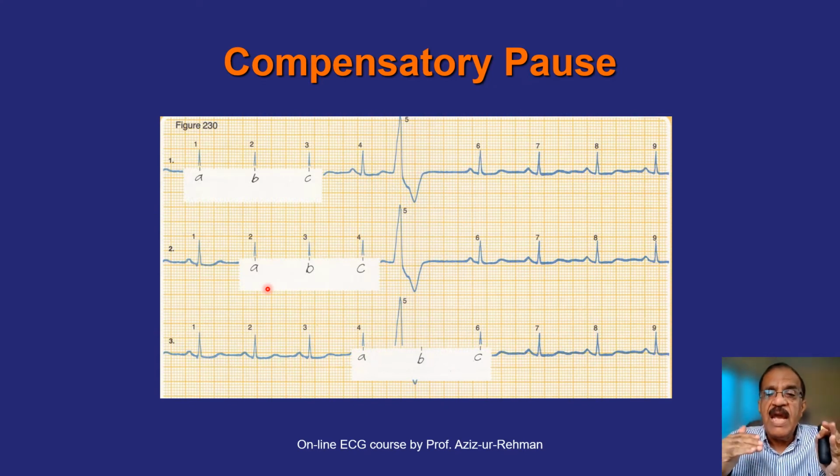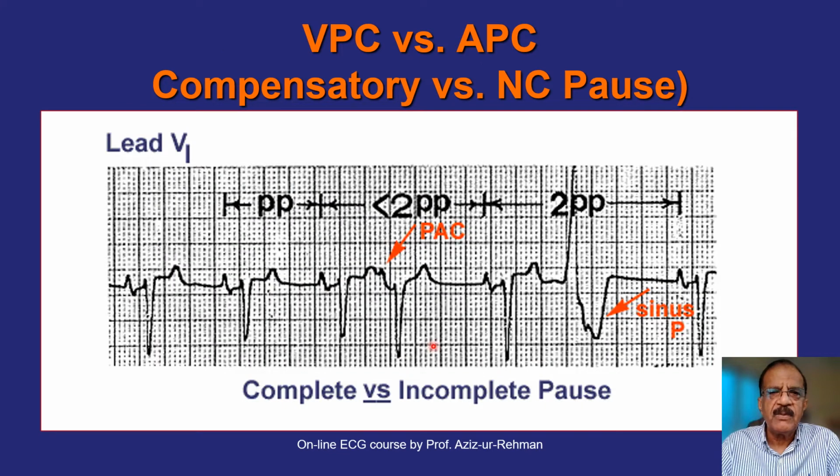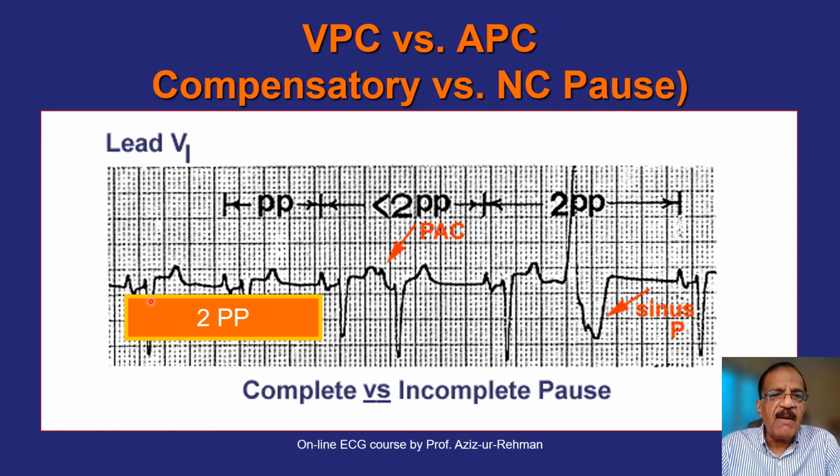The reason: atrial depolarization goes on uninterruptedly. But the story is slightly different when we talk about atrial premature beats. Now this is a case where we happen to have both atrial as well as ventricular premature beats. So I'm going to show you compensatory versus non-compensatory pause. This bar from this P to this P, including this one, is 2 PP, right? And this was an ectopic, premature atrial beat, this one.